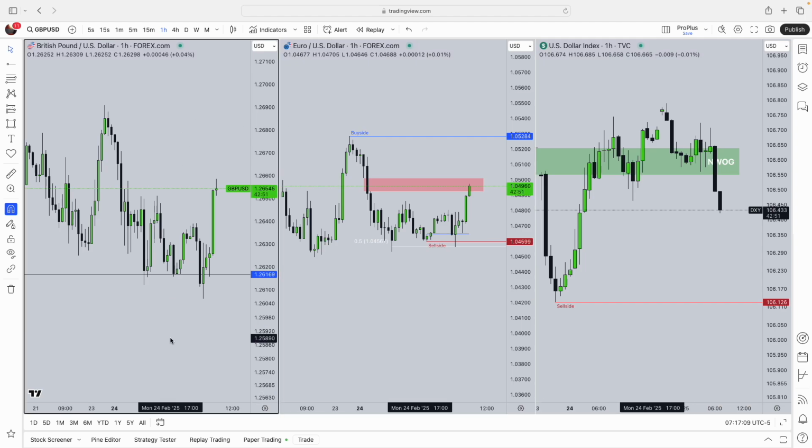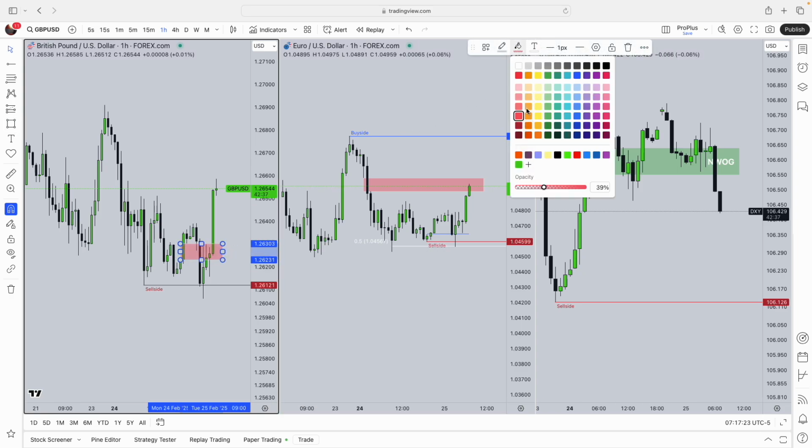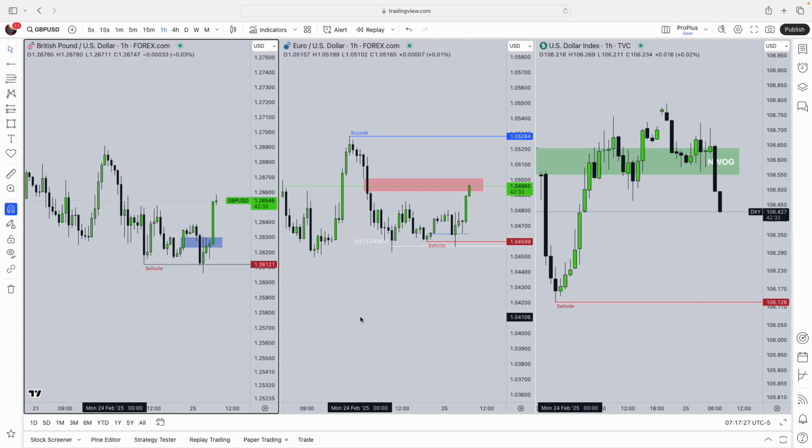And for pound, let me just remove everything for pound. We've had sell side here and a reclaimed fair value gap, which is there. Not much for pound, but dollar and euro are going the same way, and then pound sell side's been taken here. It's a reclaimed fair value gap there.